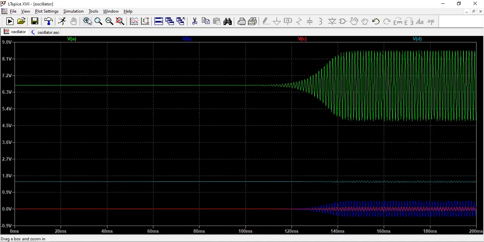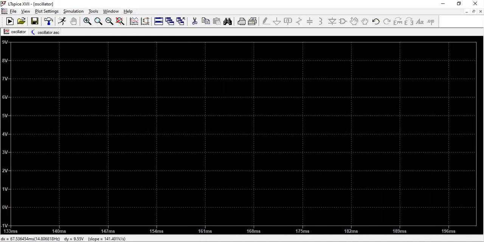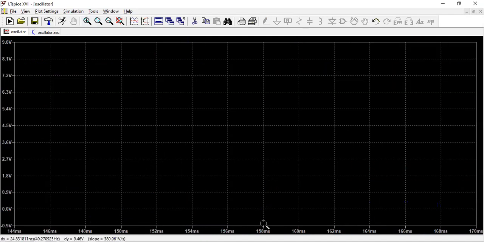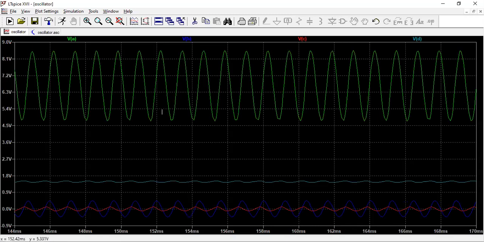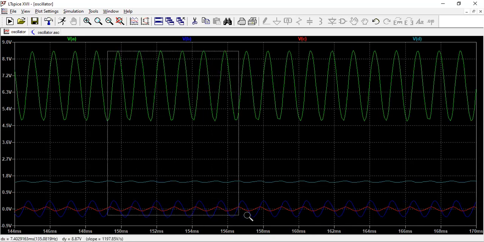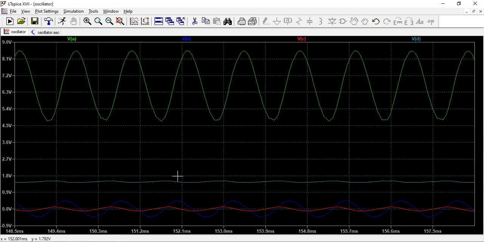Now you want to see the zoomed version of this waveform, so you zoom like this. See here, this is the voltage at this point, that is my output voltage. With respect to VA and VB, the phase shift will be there. See here, this is negative, and here is 60 degrees. Further, you want to see it more closely.